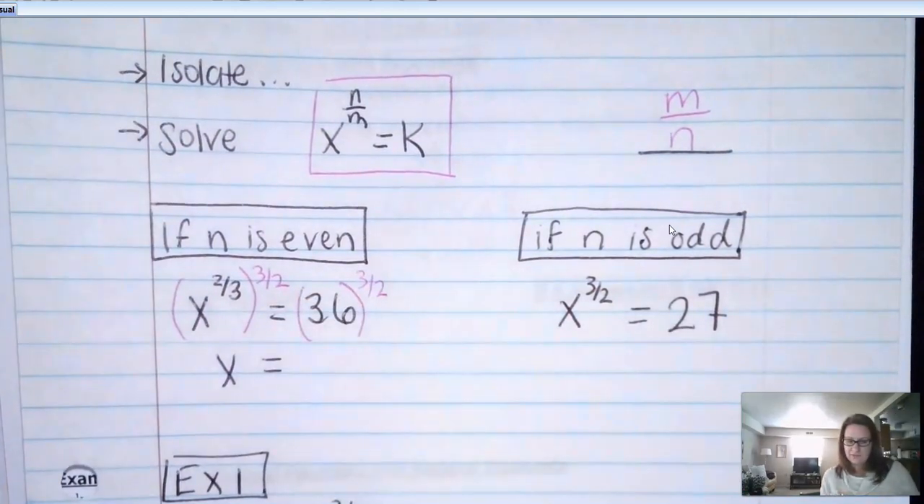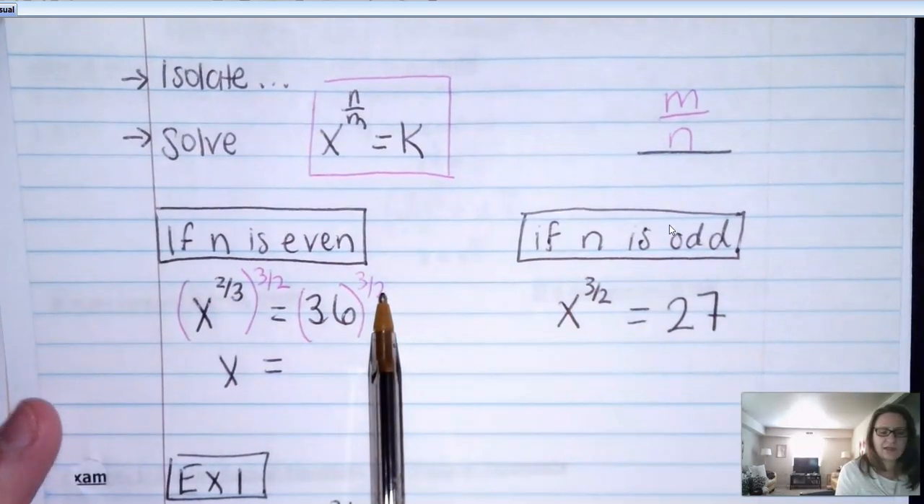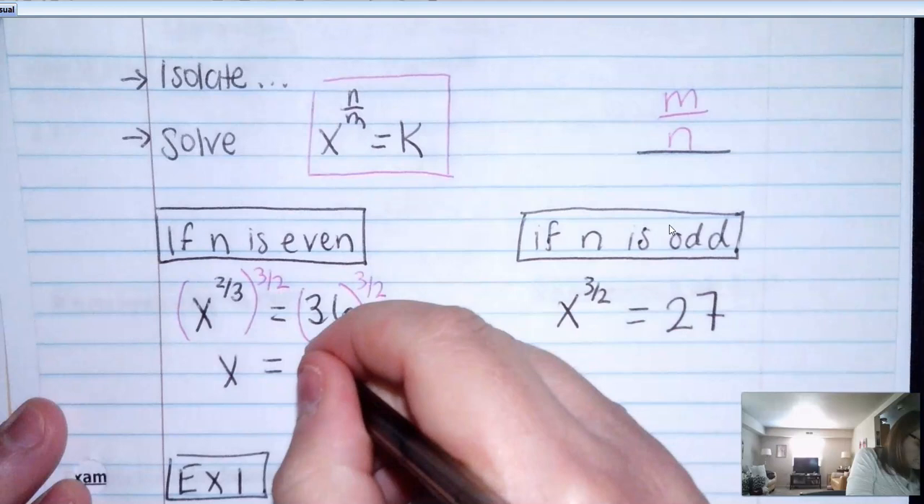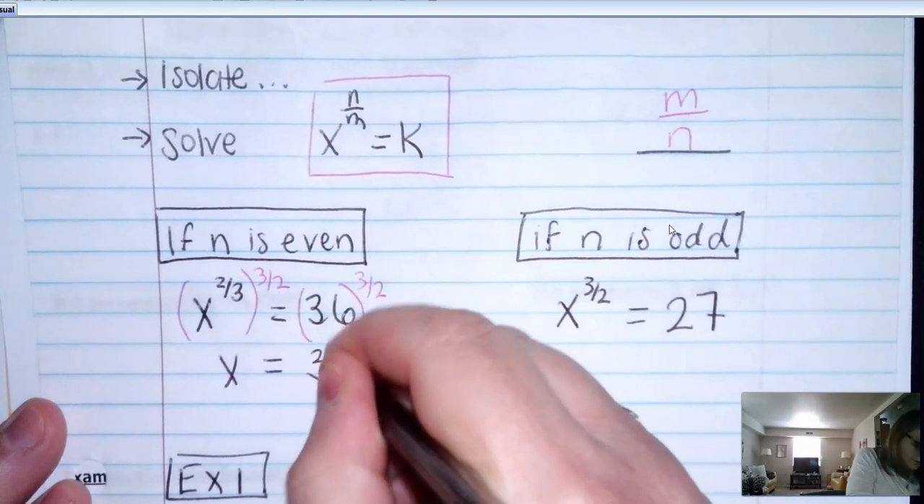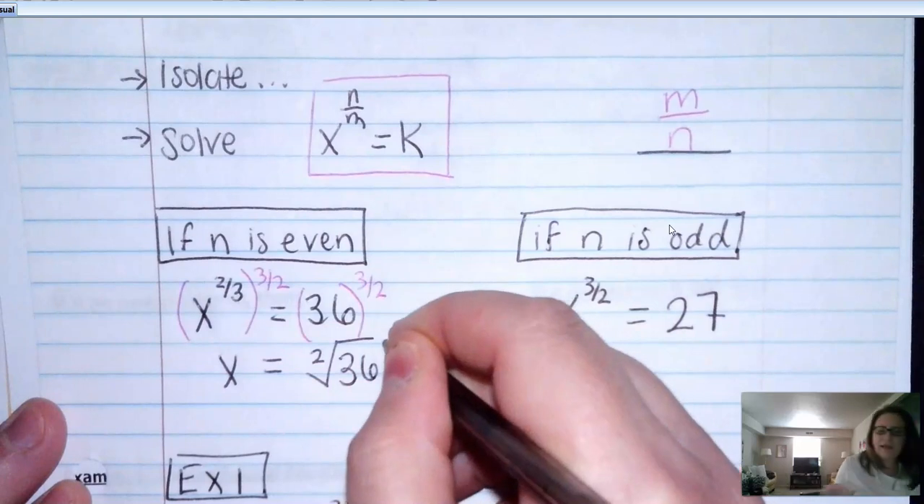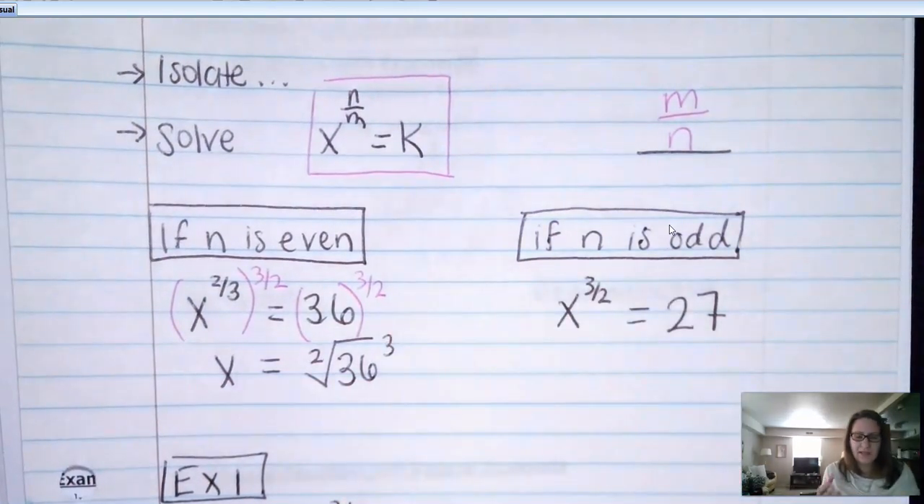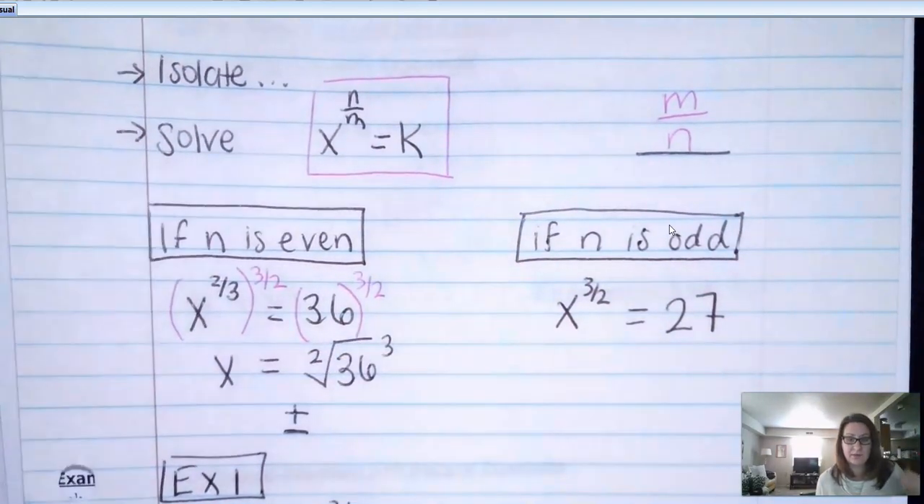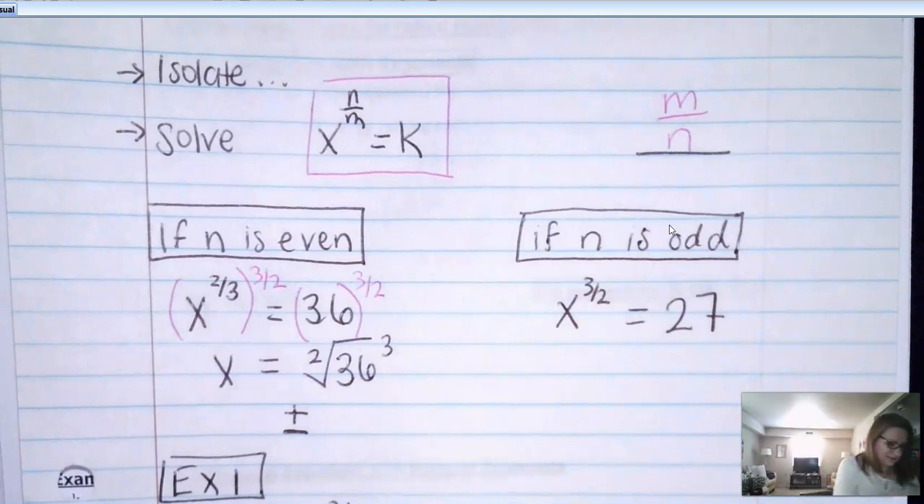Now, on the other side of the equation, anytime my numerator is even, like it was here, if I translate this into radical form real quick, this would become the square root of 36, and then that would be cubed. Now what I have to remember here, if I do a square root or a fourth root or a sixth root, all of those being even numbers, I've introduced the root into the problem, and I have to remember that plus and minus symbol because there's actually going to be two answers to this question.